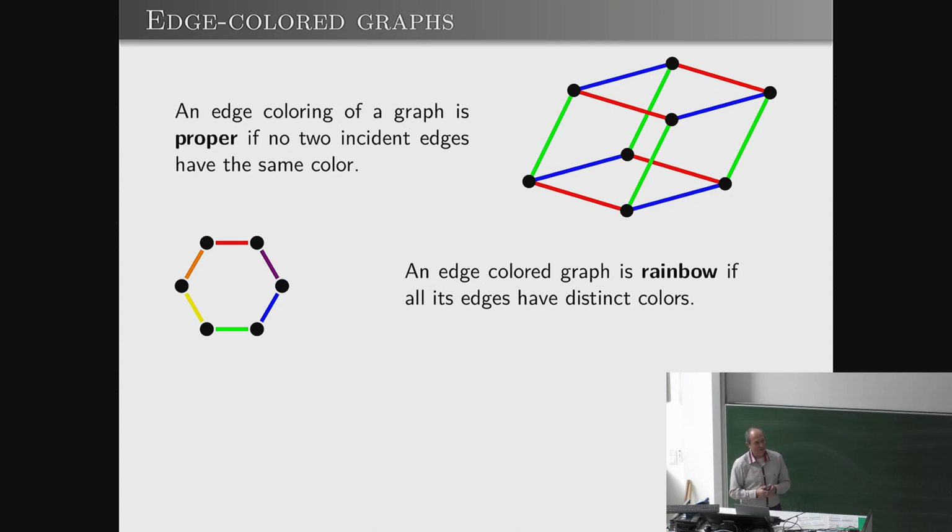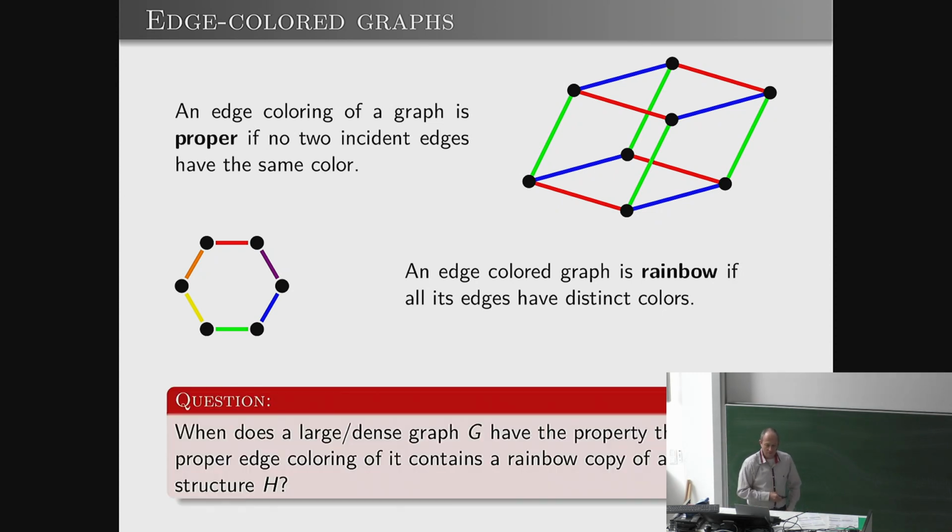Now, one natural restriction would be that some colors appear uniquely. So they appear only once on the subgraph. Or even more generally, all colors appear uniquely. Right? In this case, I will call a subgraph rainbow. Right? A subgraph of a graph is rainbow if all edges of the subgraph got distinct colors. So for example, on this picture, the sixth cycle is rainbow.